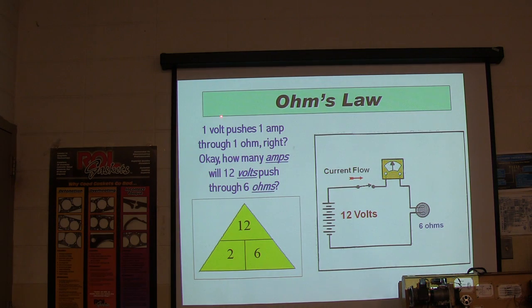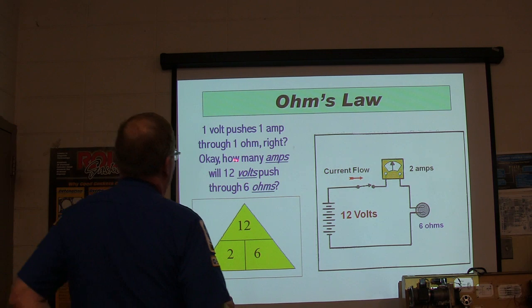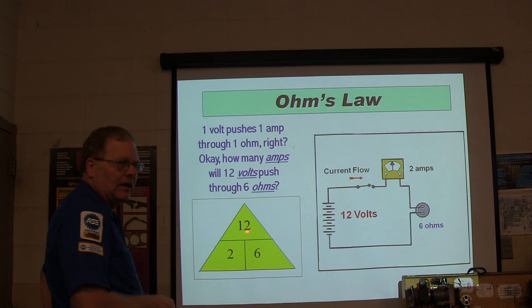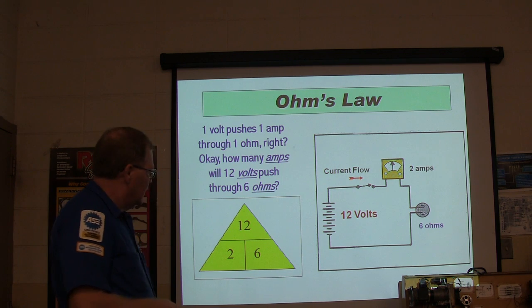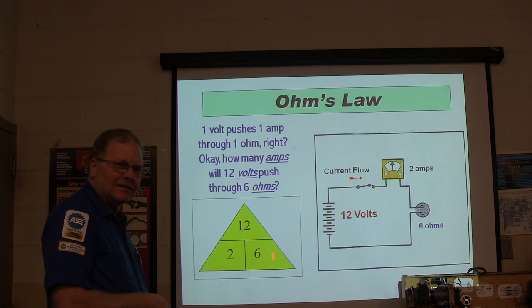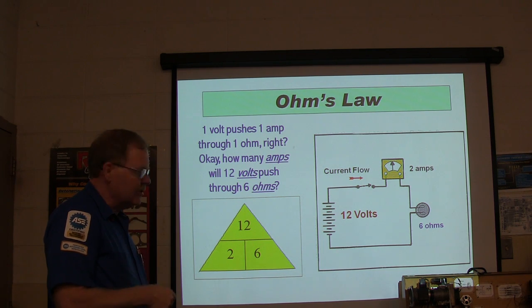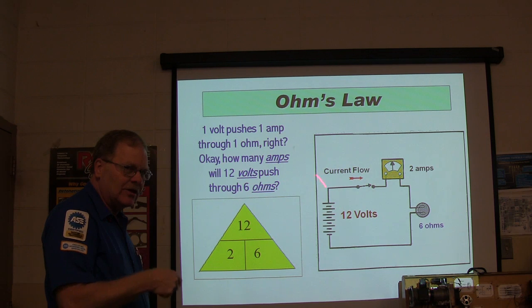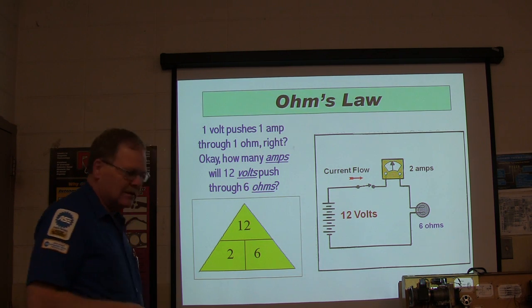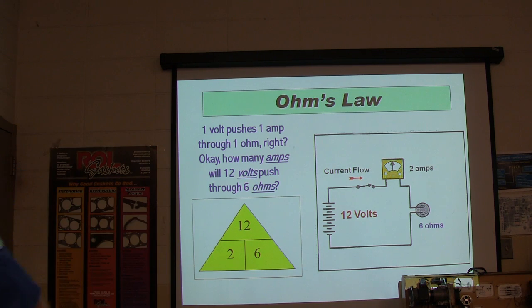All right, 1 volt pushes 1 amp through 1 ohm. So how many amps will 12 volts push through 6 ohms? 2. 2 times 6 is 12. Got it? 6 into 12 is 2. 2 into 12 is 6. Got that? That's really simple, isn't it? There are some really complicated charts that you can make that go way out in left field, but this one here is a really simple one. It's a little equation there.